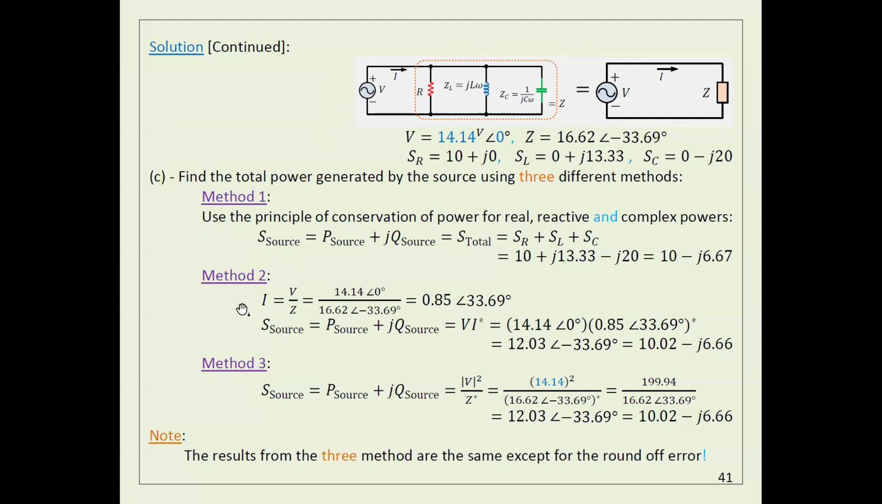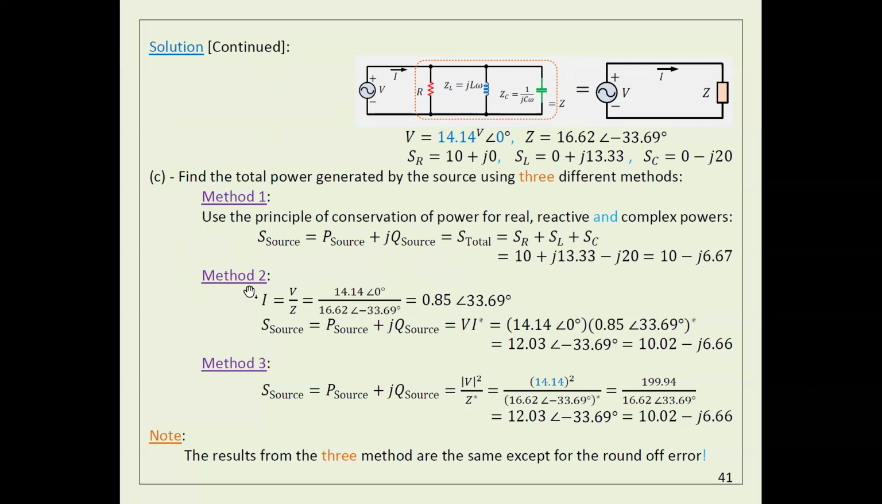So here I'm going to show you how you can solve it in different ways. The first way, because I already know the power here, the power here, and the power here, I can add them together, and this should equal the power generated from the source, power conservation. And this is the first way I did it, okay?